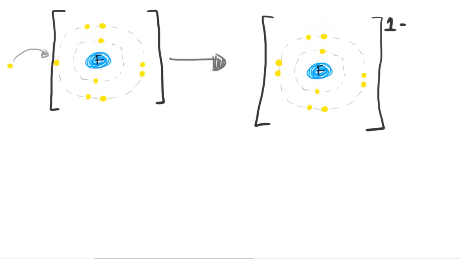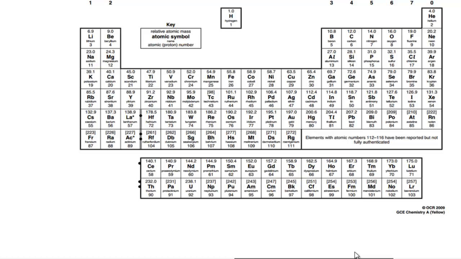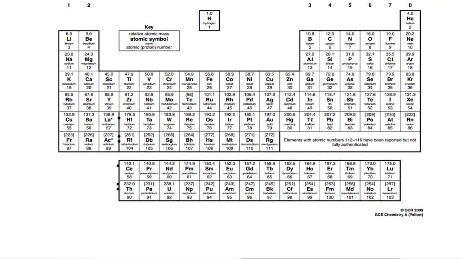And so if I draw this as a simplified reaction, what we have is fluorine plus 1 electron forms F minus. So this is basically the process of what has occurred to produce that fluoride ion. And now let's take a look at a reaction which would produce a positive ion rather than a negative ion. So I'm going to choose one from group 1 or 2.